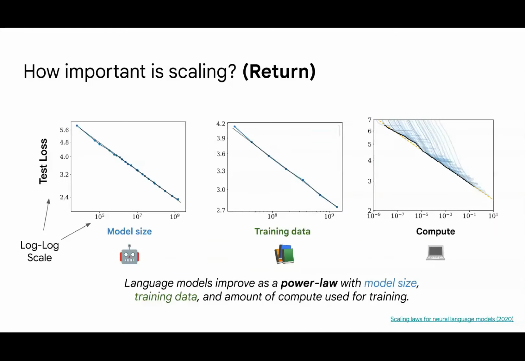So we first consider the question of return. Results here mostly come from OpenAI in 2020. And they show us that the loss of these models is going to improve as a power law with each of these individual terms. Roughly, this means that if we plot things on a log-log graph, we will see a linear relationship in test loss. So this applies to model size, training data, or compute. For instance, in the graph for data size, we see that increasing from 10 to the 8th to 10 to the 9th tokens leads to a nearly 1 point decrease in loss.